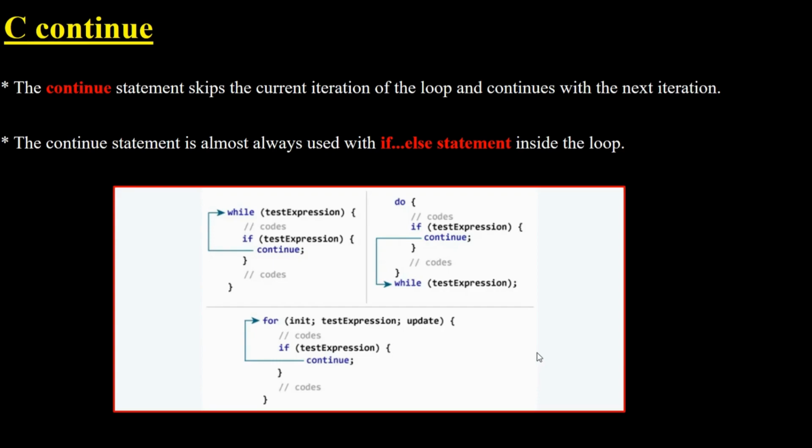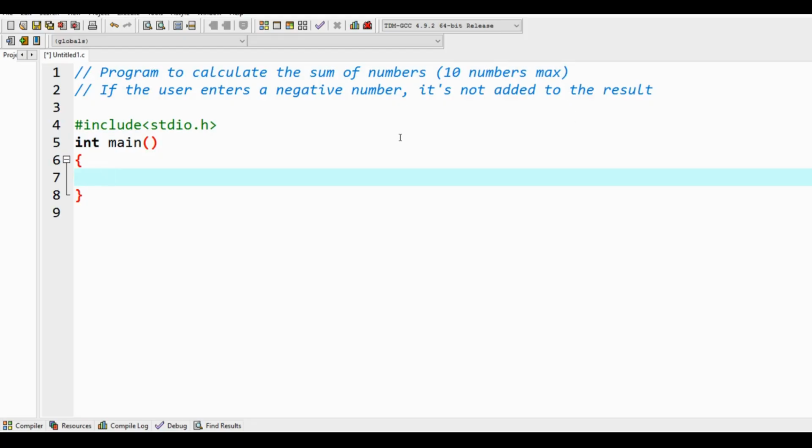Now let's go to the exercise to do some practice to understand the continue statement better. In this program, we will write code to calculate the sum of a maximum of 10 numbers. If the user enters a negative number, this number will not be included in the result. So the first thing, we have to enter 10 numbers, so we need a loop. Let's use a for loop: int i = 1, i less than or equal to 10, and i++.